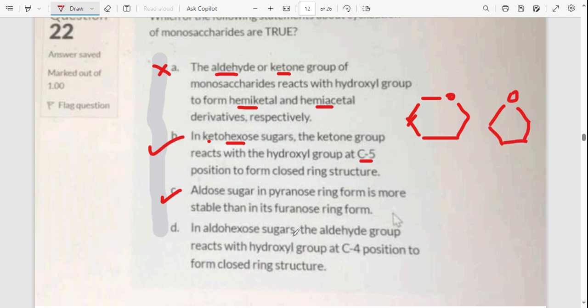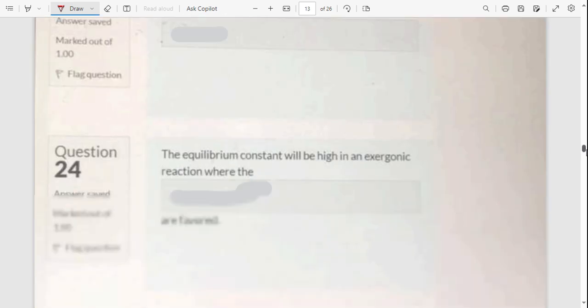In aldohexose sugar, the aldehyde group reacts with the hydroxyl group at C4 to form a closed ring. This is not true, because this is an aldohexose. Hexose means 6 carbons. The second from last carbon is C5. What would react with C4 to form a ring is an aldopentose, because it has 5 carbons. So the second from last carbon will be C4.